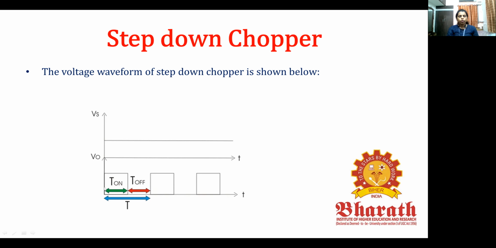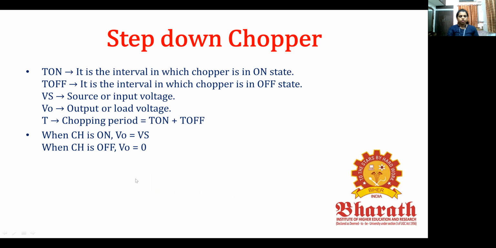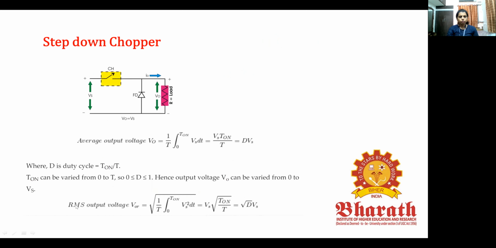Say for example, if I equally distribute on and off time, so 50% of the time it is on and 50% it is off, it means that you will get an output voltage exactly half of the supply voltage. So if I give 10 volts, I will get an output of 5 volts. That is the logic behind it. So this T on can be varied from 0 to T. That is, if my delta, the duty cycle, is between 0 and 1, my output voltage can be varied between 0 to Vs.